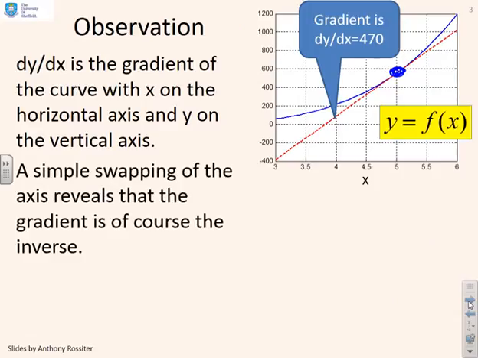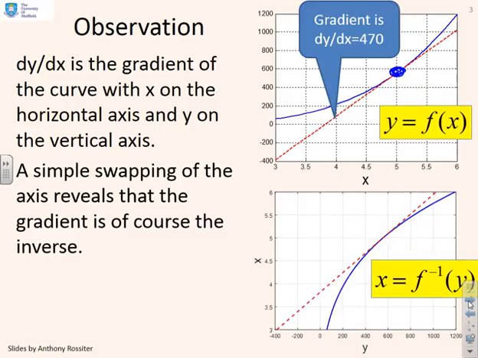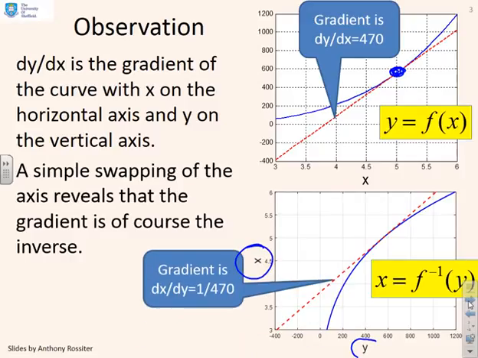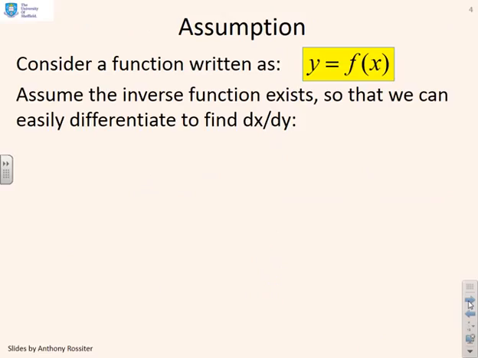A simple swapping of the axes reveals that the gradient is now the inverse. So if I write x equals f to the minus 1 of y, which means you have the inverse function, and here I've now got y on the horizontal axis and x on the vertical axis, clearly the gradient is now 1 over 470.